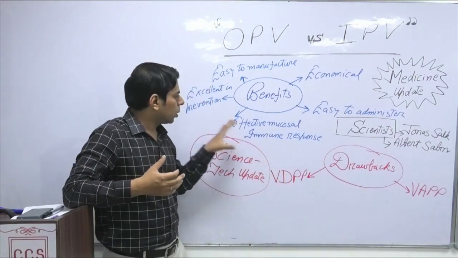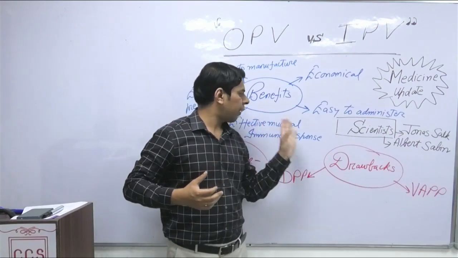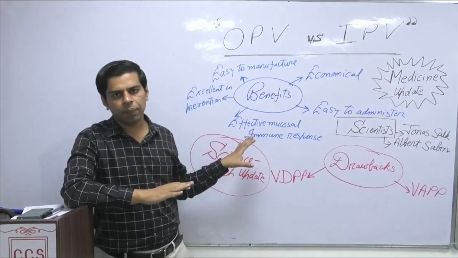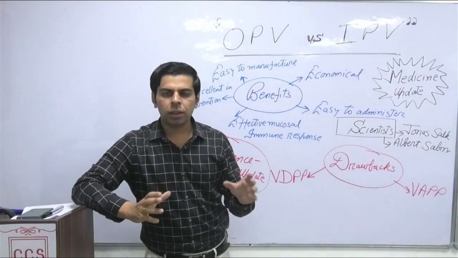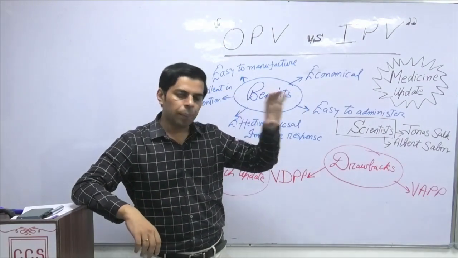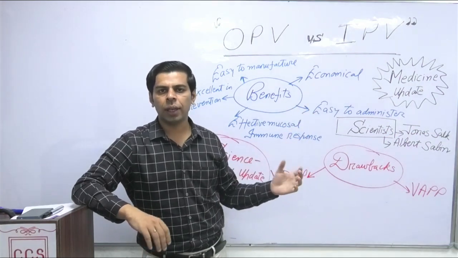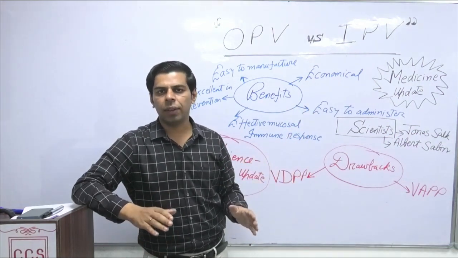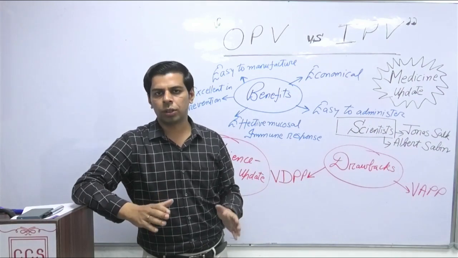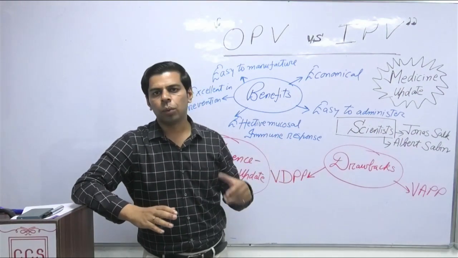Then, coming to the third major advantage, it provides an effective mucosal immune response. In simple terms, once the virus strain, which is weakened with the pathogenic part removed, is administered in the body, your immune system gets activated and an active immune response is produced, which is referred to here as the mucosal immune response.